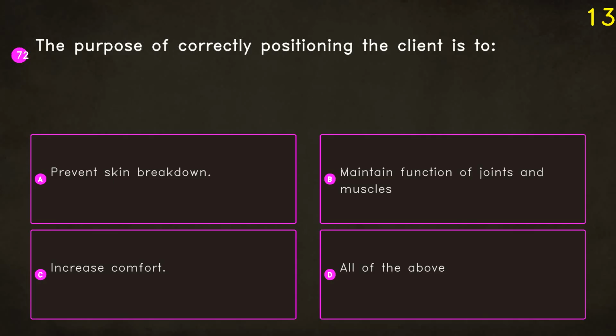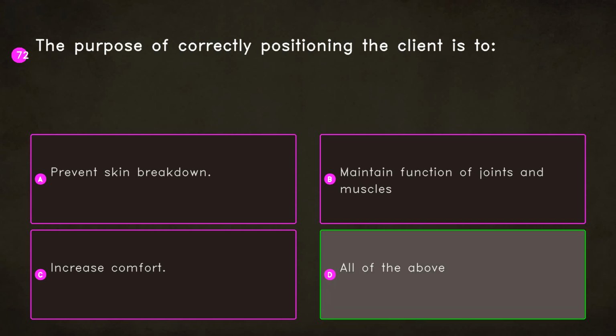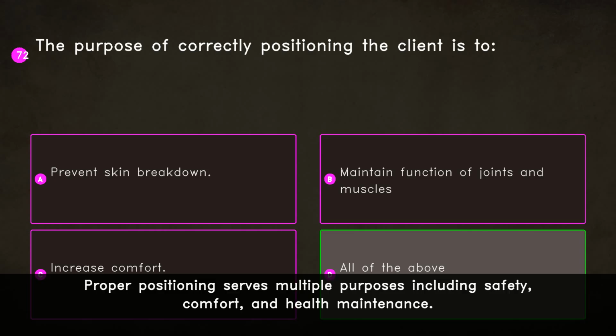Question 72. The purpose of correctly positioning the client is to: A. Prevent skin breakdown. B. Maintain function of joints and muscles. C. Increase comfort. D. All of the above. The correct answer is all of the above. Proper positioning serves multiple purposes including safety, comfort, and health maintenance.